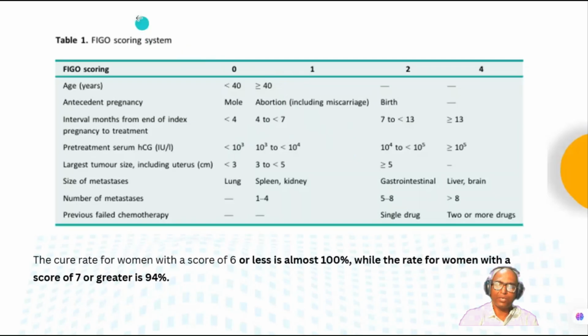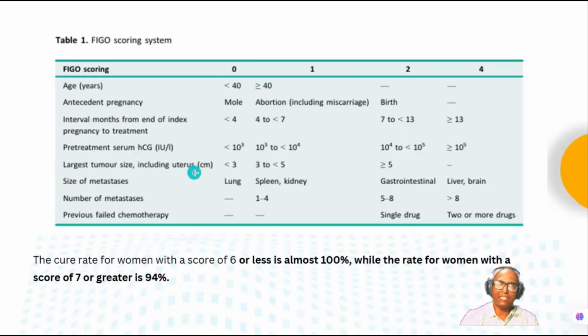So that is why this particular slide is going to be very, very important, and this scoring system you should remember. It's easy to remember zero score because in a young patient following molar pregnancy, when the diagnosis is within 4 months and beta hCG is less than 1000, it carries zero score.